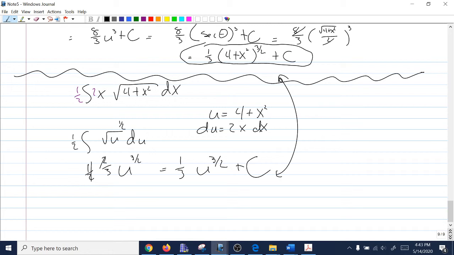So that's the trick of trig substitution. I should do some more examples. I want to try and make them a little easier. Let's try this. Let's find the area of an ellipse.